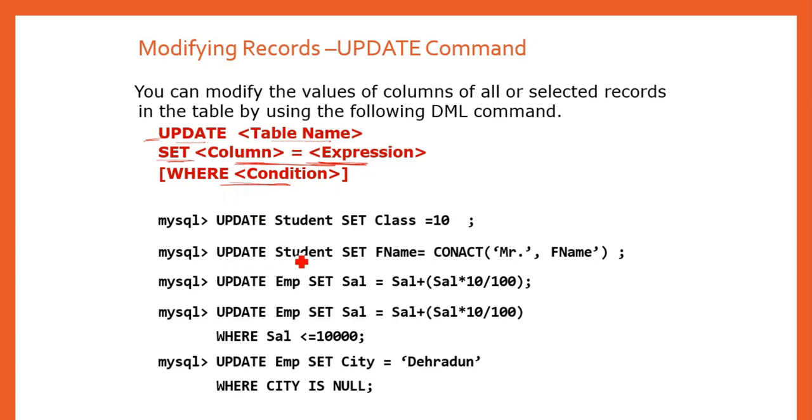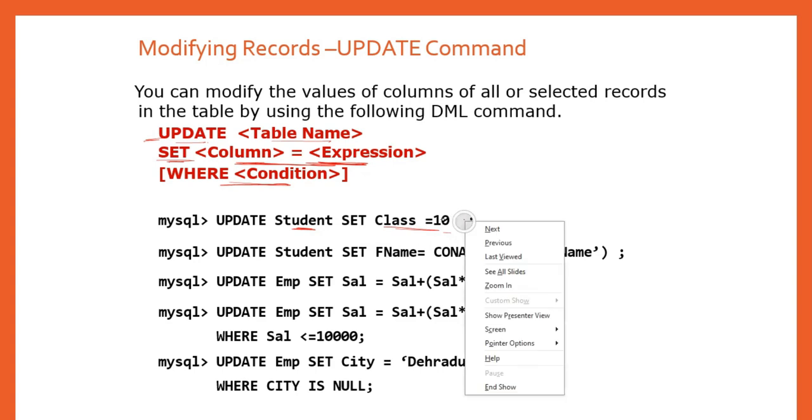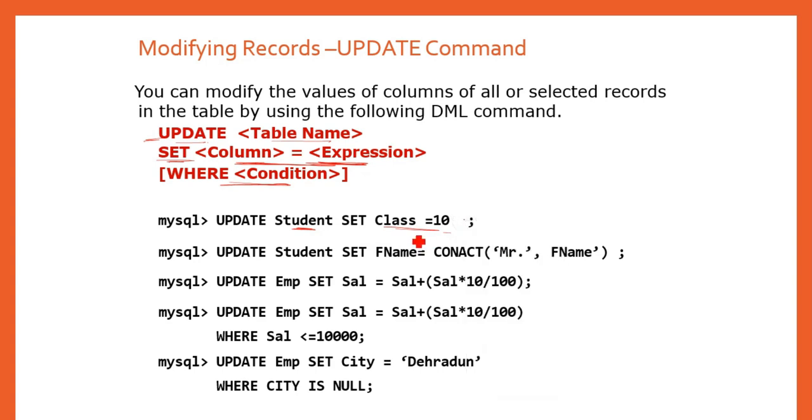Let's see the example here. So here, update student, that is, I have to update the student table, set class is equal to 10. If I write this query without a condition, what will happen? All the students' class will be modified to 10. सभी student class 10 के हो जाएंगे.